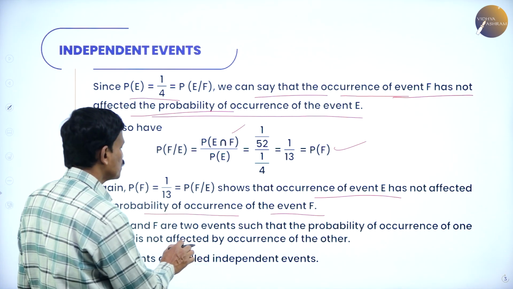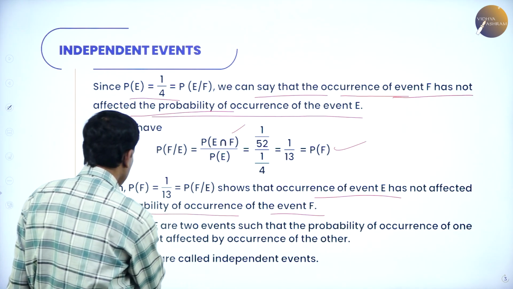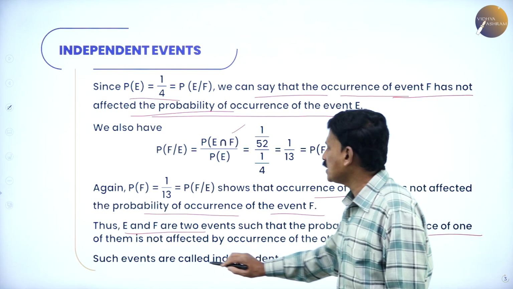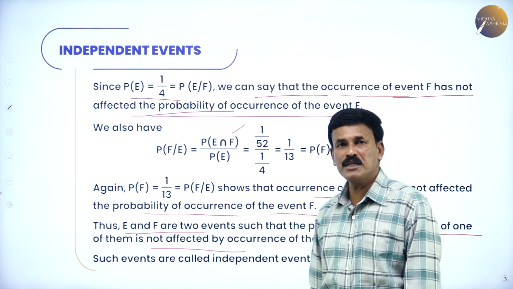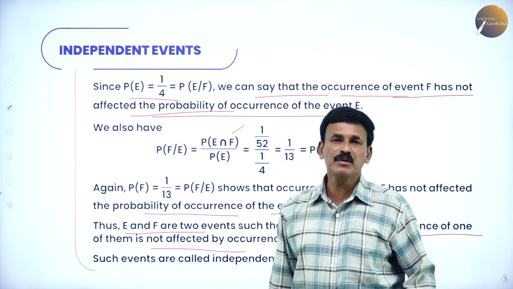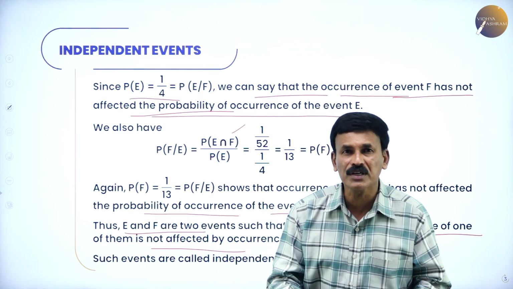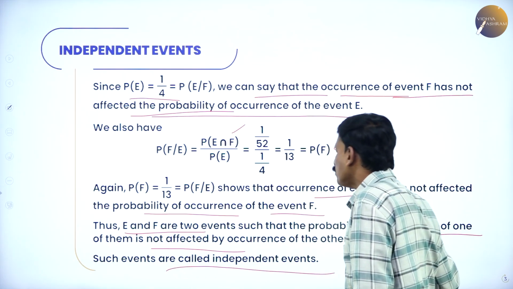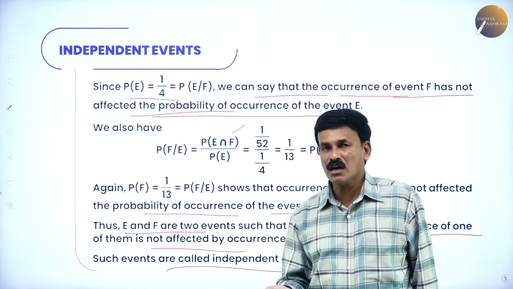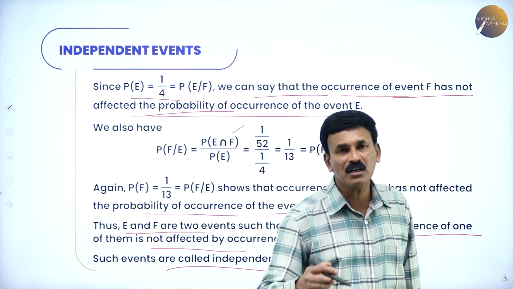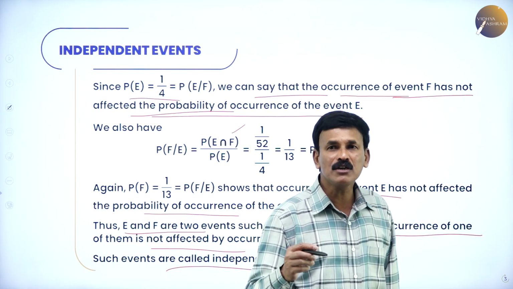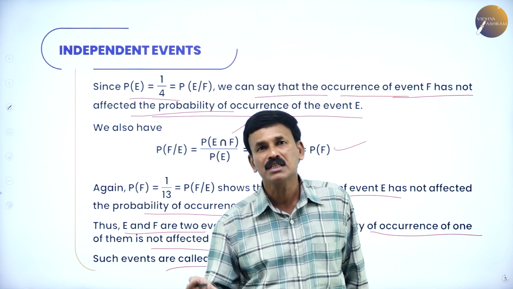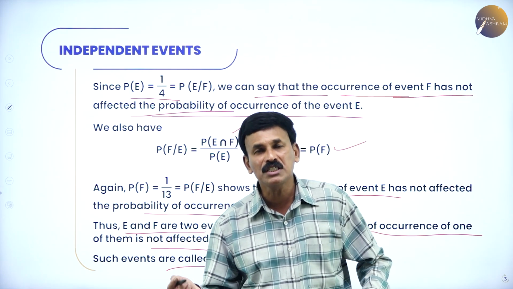So E and F are two events such that the probability of occurrence of one does not depend upon the probability of occurrence of the other, or the probability of occurrence of one will not affect the probability of occurrence of the other. Such events are called independent events. That means the occurrence of one does not affect the occurrence of the other.